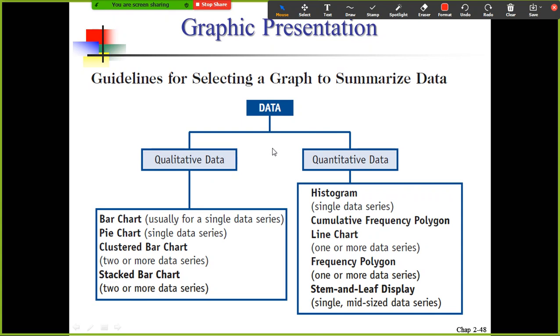Okay, this is summarizing data. For qualitative data, you can use a bar chart, three types of bar chart, a pie chart, or if you don't want to use a chart, you can use a table, which we call a frequency table. However, if you have a quantitative data set, you can use a histogram, cumulative frequency polygon, line chart, frequency polygon, or stem-and-leaf list. Actually, stem-and-leaf is the other one, but I'm not covering this one. This is about charts. If you want to use a table, you can use a frequency distribution table.